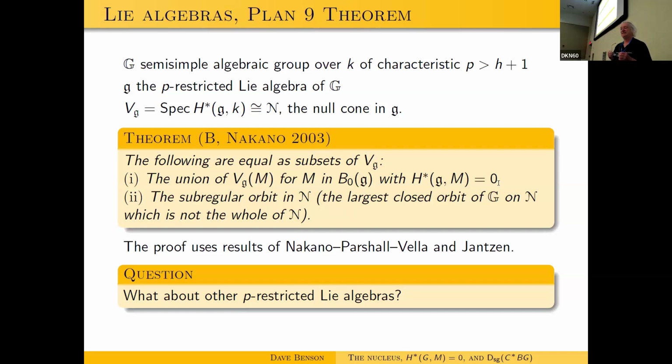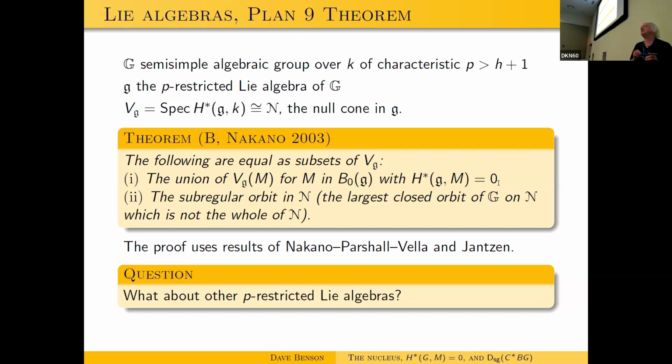And in this case, what happens? The spectrum of the cohomology ring in this case is actually just the null cone in the Lie algebra. So this is the set of nilpotent elements in the Lie algebra, so it can be thought of as a subset of the Lie algebra. The cohomology ring is just generated by elements of degree 2 that form the coordinate ring of that null cone. And so in this situation, we actually worked out what the nucleus is.